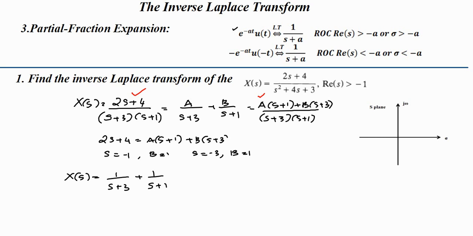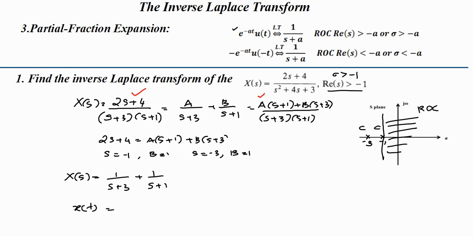Now we can apply the standard formula, and for that we need to identify whether the signals are causal or non-causal. There are two poles, one at s equal to minus 3 and another at s equal to minus 1. The ROC is given as sigma greater than minus 1, which means it is towards the right. So the pole at minus 3 represents a causal signal, and minus 1 also represents a causal signal, because for a causal signal the ROC lies to the right of the rightmost pole. Based on that concept, these two poles represent causal signals, so I can write the result in causal form.